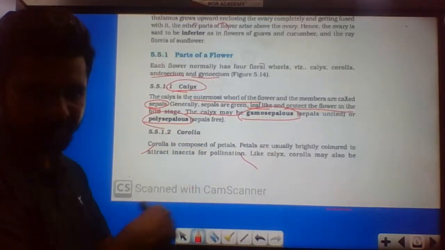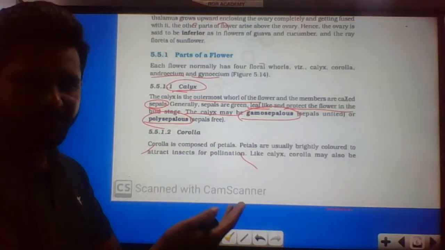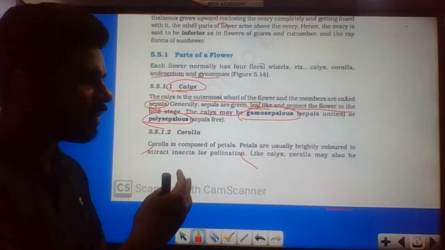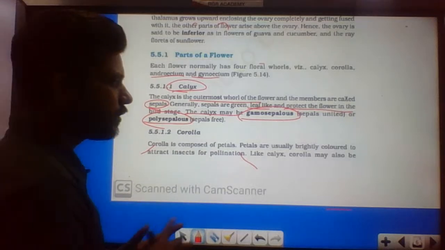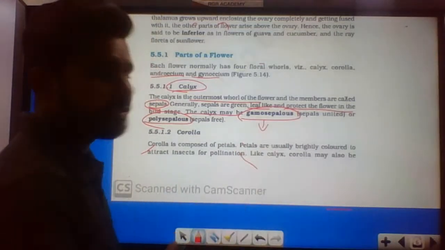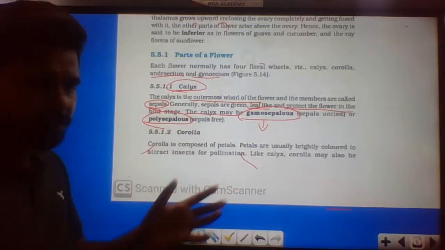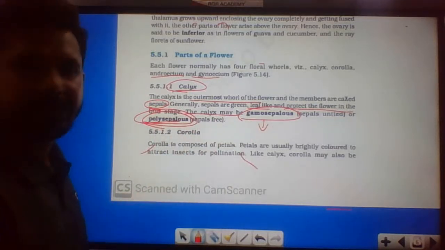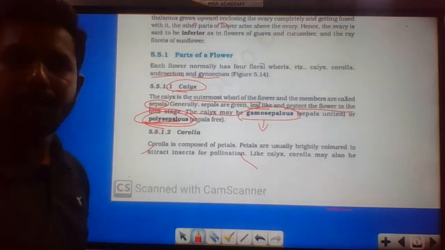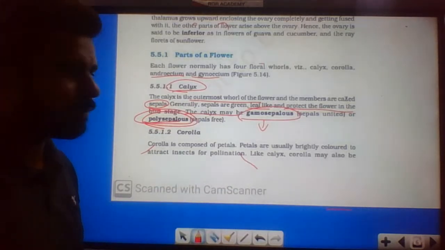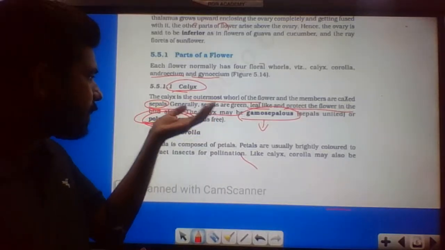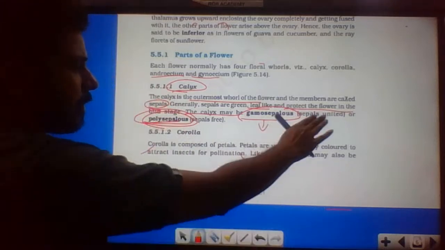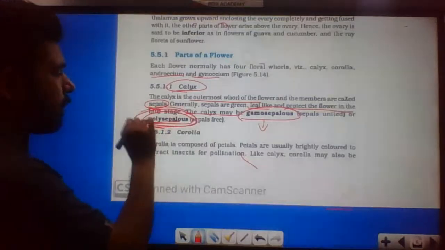One is gamosepalous, another one is polysepalous. Different flowers have different numbers of sepals. If the sepals are fused together, if they are united, that calyx is called gamosepalous. If they are not fused, if they are free, they are called polysepalous. So there are two types of calyx: gamosepalous and polysepalous. If the members of the calyx, the sepals, are fused together and united, they are called gamosepalous. If they are free, they are called polysepalous.